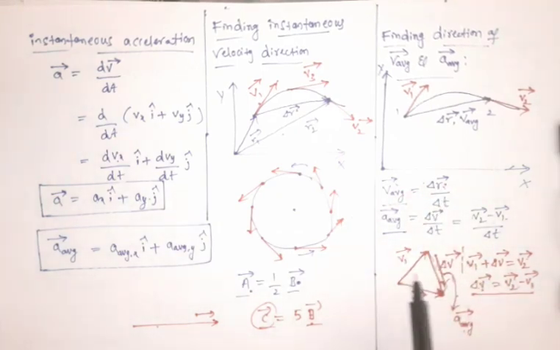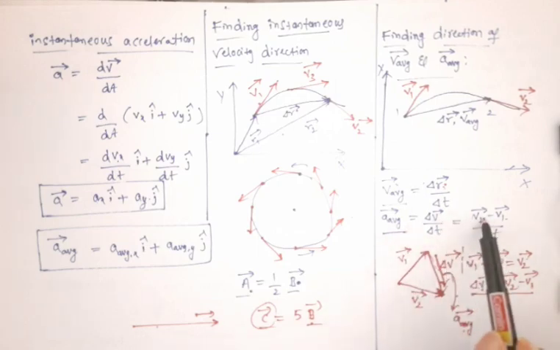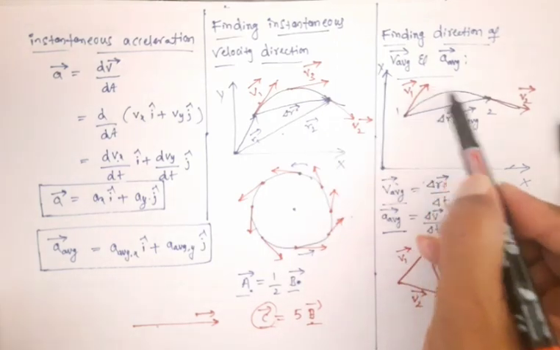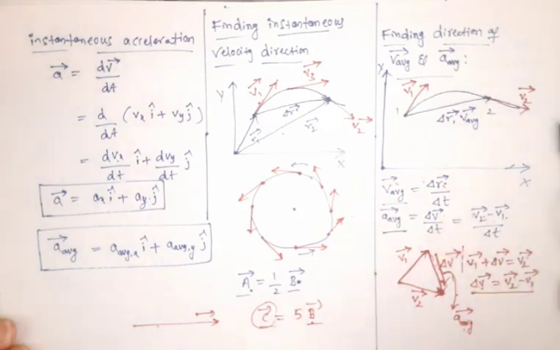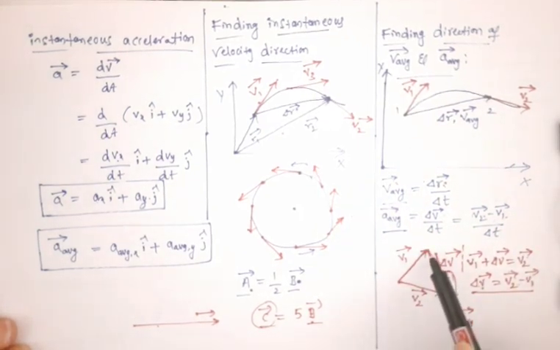Now how do we find average acceleration? Average acceleration equals delta v bar by delta t. What is delta v bar? Change in velocity, that is final velocity minus initial velocity. We know the initial velocity vector v1 bar and the final velocity vector v2 bar. So we write v1 bar here, v2 bar here. Now delta v bar goes from where to where? From here to here.